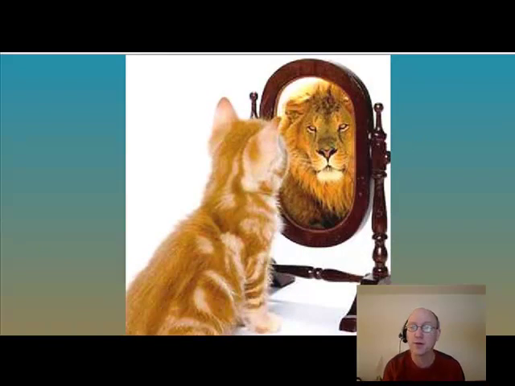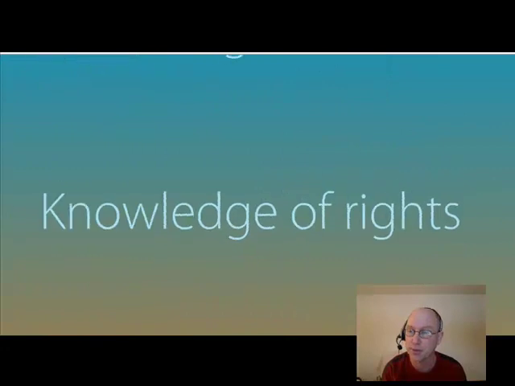Like this kitten, you need to know who you are. You need to understand your disability, how you learn, and what accommodations you need to be successful. You need to know your strengths and your weaknesses before you can tell anybody about them.